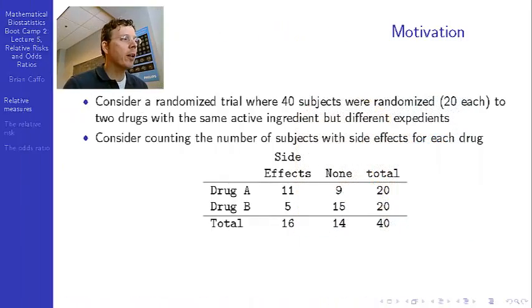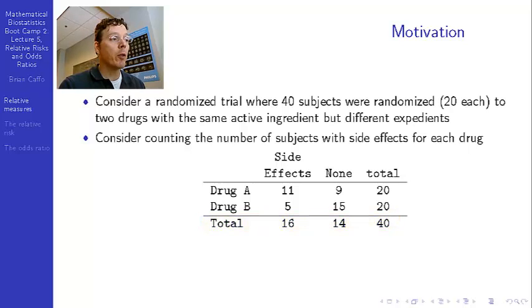Okay, so let's put some context on this where we use a data set similar to or exactly the same as we've used before. So consider a randomized trial where 40 subjects were randomized, 20 each, to two drugs with the same active ingredient but say different excipients. So one's a capsule and one's a tablet or something like that, let's say. So consider counting the number of subjects having side effects for each drug. Drug A had 11 people with side effects, 9 with none, 20 total. Drug B had 5 people with side effects, 15 with none, and 20 total, which left 16 total people with side effects, 14 with none, and 40 total.